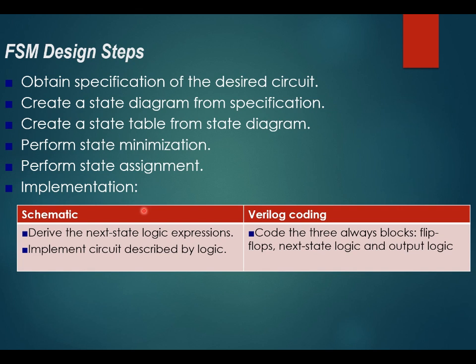So there are 2 options. You can implement using the schematic or gate level circuits, or you can use Verilog coding to implement. When you choose schematic, the following steps are to derive the next state logic expressions and also the output logic using the Karnaugh map method. So you derive the Boolean expression for the next state logic and the output logic, and then you can draw the gates that are connected based on the Boolean expression.